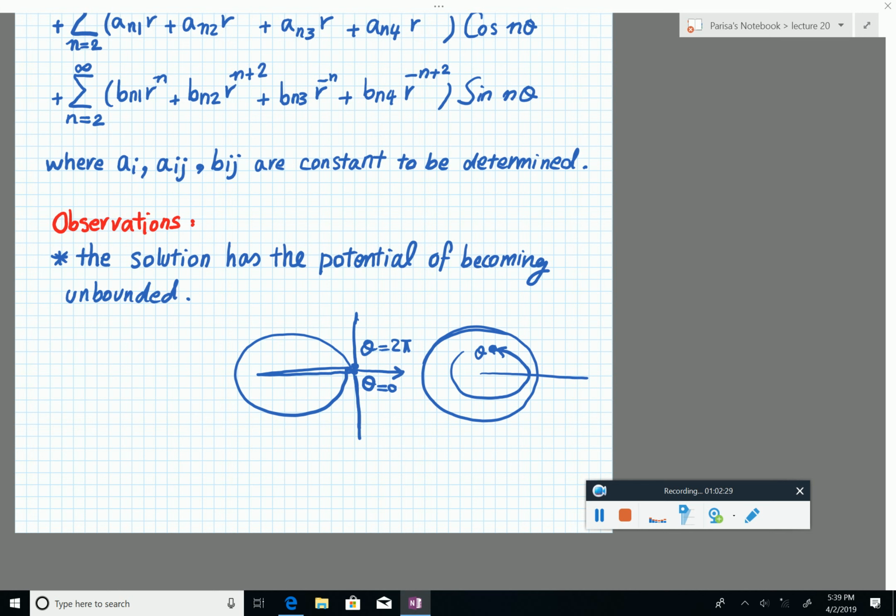This is very useful because the crack introduces a discontinuity in the displacement. So if your solution can allow you to have this multi-valuedness basically at one point, then you can use it to solve a crack problem.